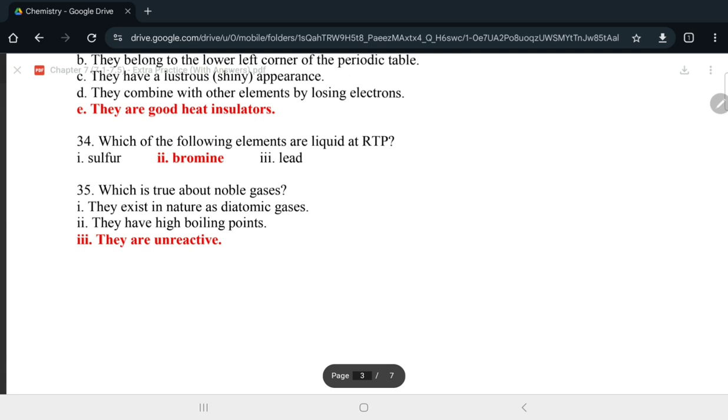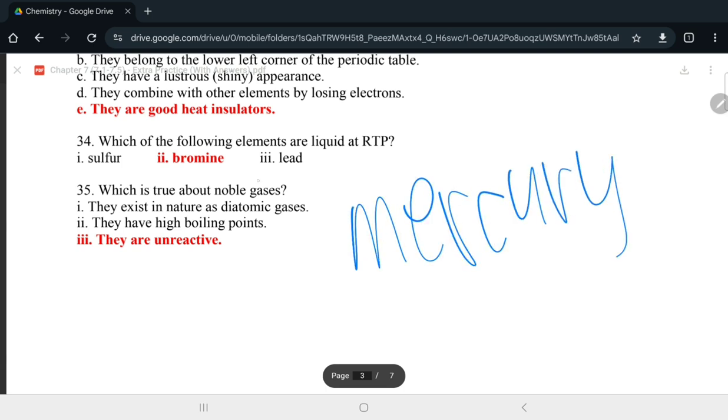Which of the following elements are liquid at RTP? We know that the liquid metal at RTP is mercury. But between these three, sulfur is actually a solid. It's a yellow solid at RTP. Lead is a solid at RTP. Bromine is actually a liquid at RTP. It's not a solid. I'm pretty sure it's brown, I think, or a blue. I forgot the exact color, but it's a liquid at RTP. Most important thing you should know.